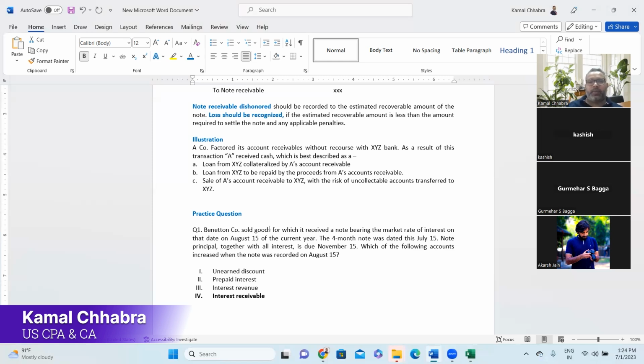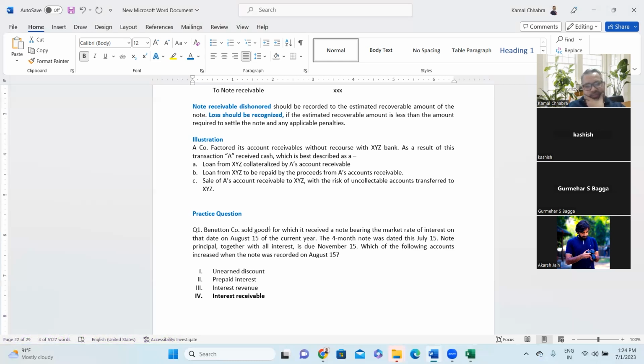First तो नहीं है sir. First is not there because loan from XYZ collateralization, it is not a loan. Second is also incorrect. ए तो सर प्लेज हो गया ना. Yes. Correct. Or loan from XYZ to be repaid by the proceeds from A accounts receivable, sir. That is also pledge. Yes, ये भी pledge का ही scenario हो गया. So third should be correct, which is sale of A's accounts receivable to XYZ. Transfer to XYZ. Yes, right. यही है sir. Transfer. Right? Everyone? Yes, sir.